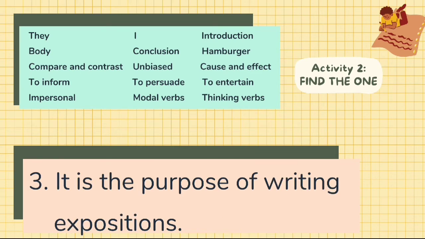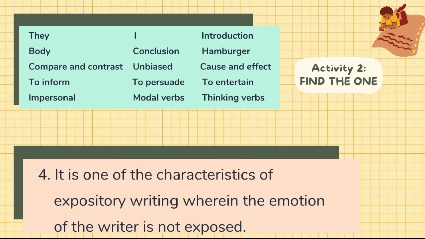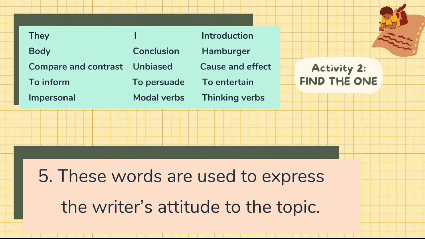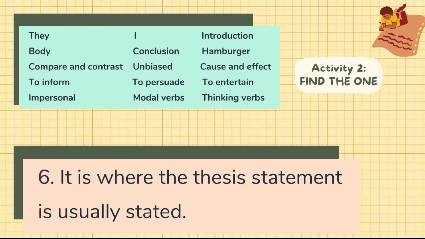Number 3. It is the purpose of exposition, or it is one of the characteristics of expository writing wherein the emotion of the writer is not exposed. Number 5. These words are used to express the writer's attitude to the topic. Number 6. It is where the thesis statement is usually stated.